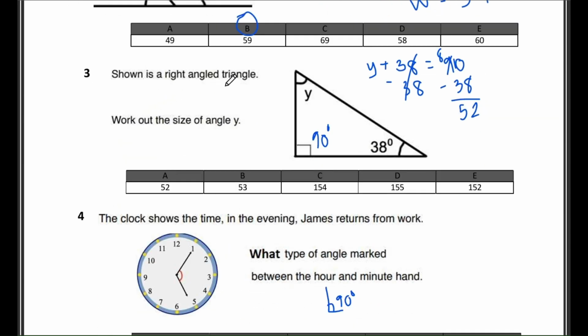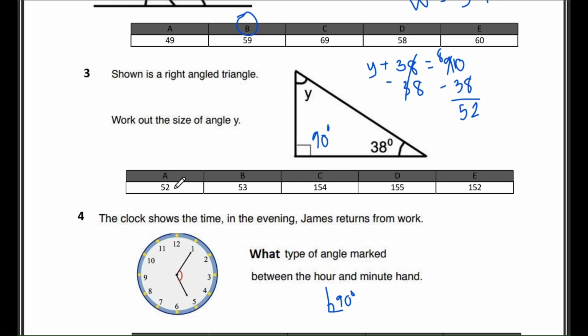Question number 3. Shown is a right-angled triangle with one angle of 38 degrees. Work out the size of angle Y. Your choices are option A, 52, option B, 53, option C, 154, option D, 155, and option E, 152. The answer here is option A, 52.